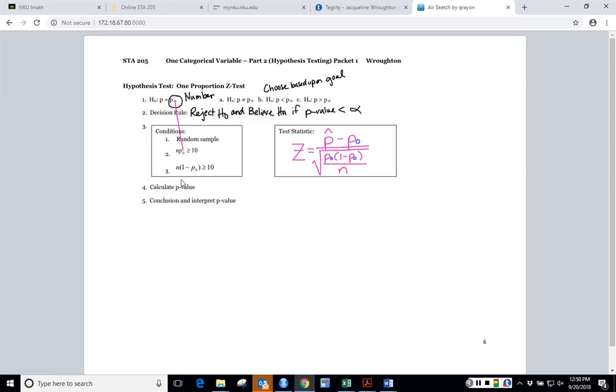At that point then we can calculate our p-value. So I'm going to need, again, my alternative hypothesis and then my z, make our decision, and interpret it. Now it's really hard for many students to understand this until we go through and do a real example, so that's what we're going to do with our Oreo data.